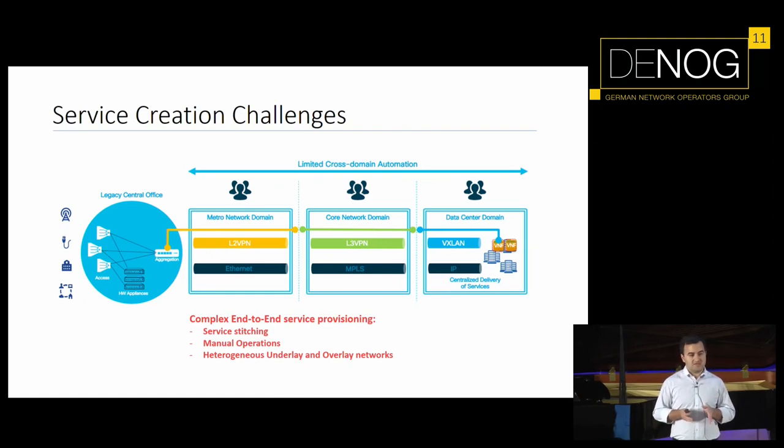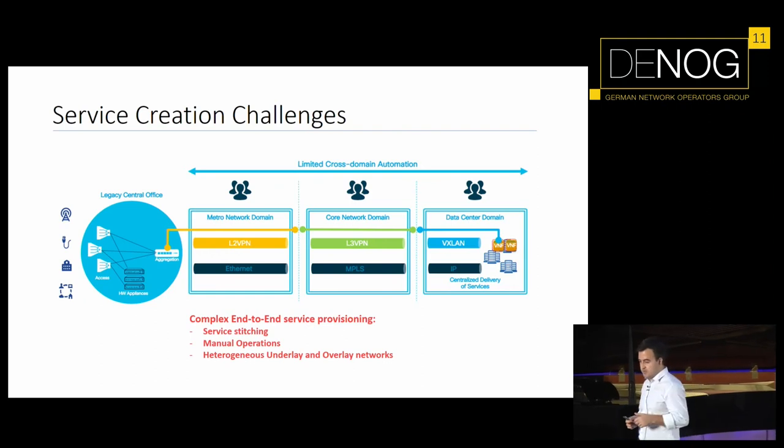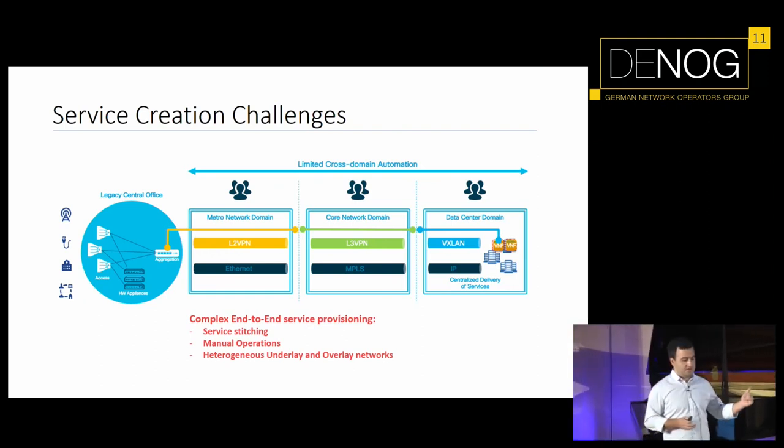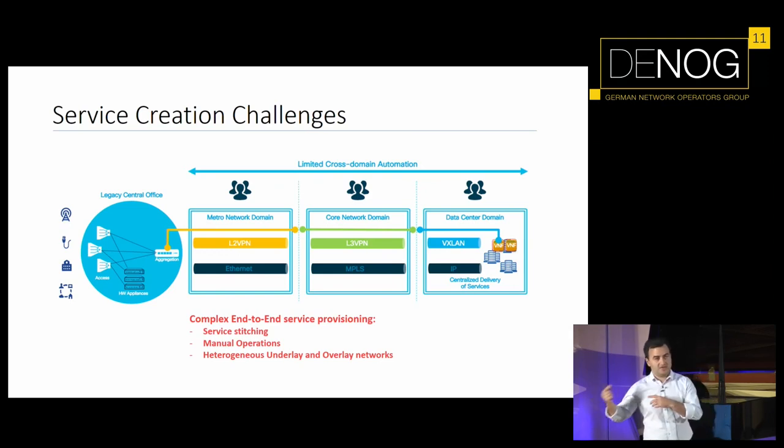Obviously, you might have different people taking care of different parts of the network, which is okay. However, this is also a challenge, because the end user, on the left-hand side, needs a service from your data center. Now, the packet will move from one domain to another, which means there will always be some sort of encapsulation and decapsulation. And between the domains, you will have some sort of stitching, because you need to make layer two VPN talk to layer three VPN and then talk to VXLAN and vice versa. So it's quite complex if you think of end-to-end service provisioning. And at the end of the day, this is all a manual process today, at least.